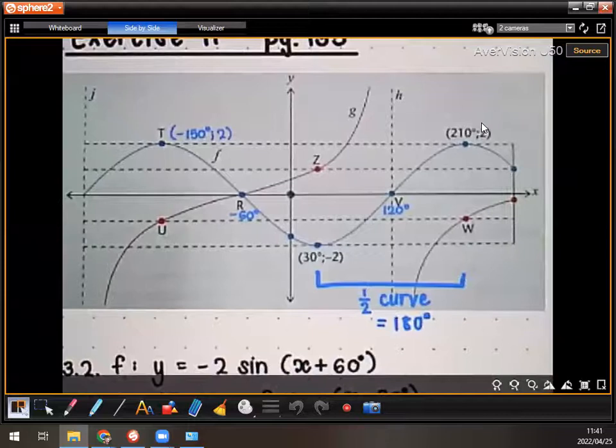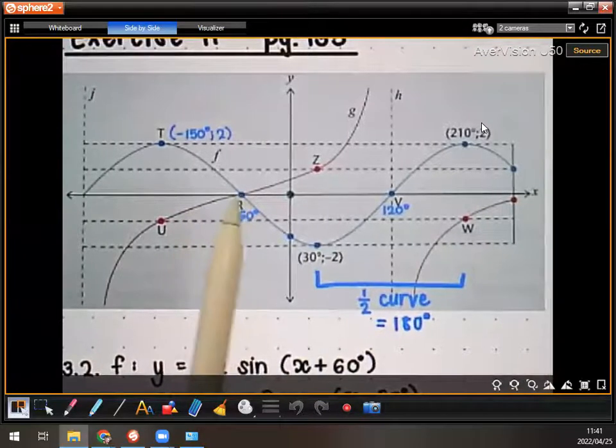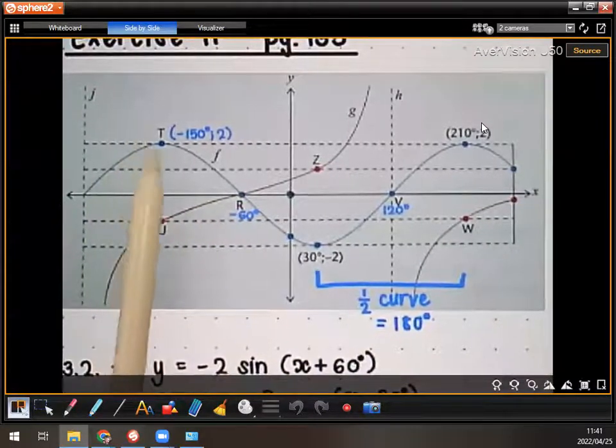So the period is 360. So the step is 90. So the distance between all of these points is 90 degrees. All right, so that's 30, then that's going to be 30 plus 90, 120. 120 and 0. To get this one, if you're going backwards, you're going to have to say 30 minus 90, negative 60. And then minus another 90, negative 150.